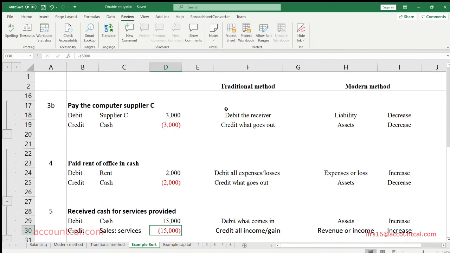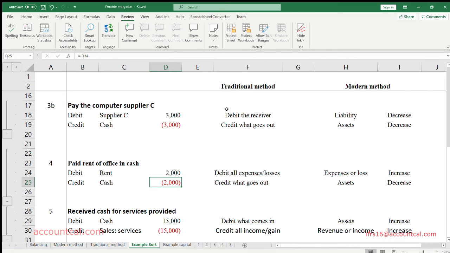Now, if you go for the profit and loss account entries, you paid a rent of 2000. You have paid cash, so you credit cash, because it's an asset, it has decreased, credit what goes out. You debit rent because debit all expenses as per the traditional method, and as per the modern method, if an expense has increased, you debit that expense.